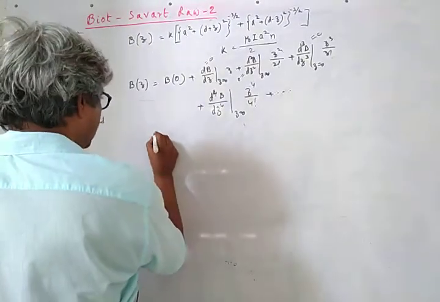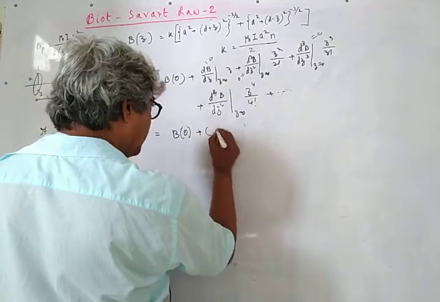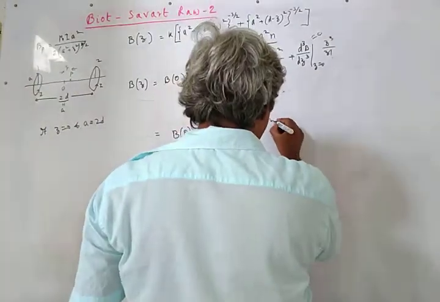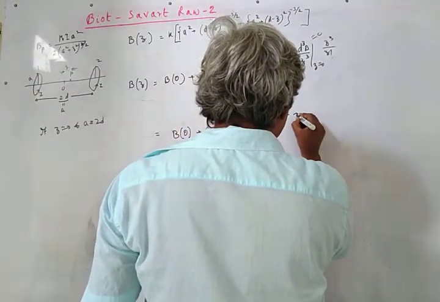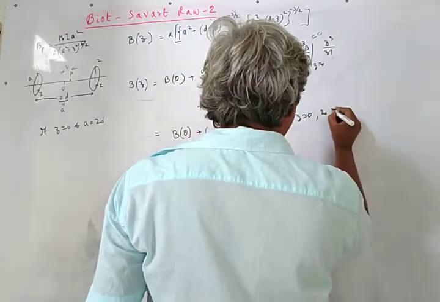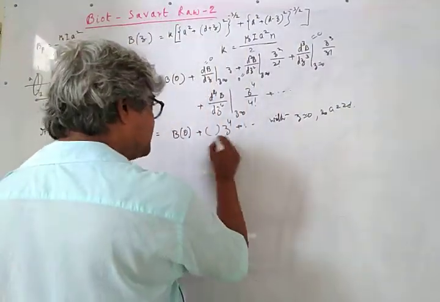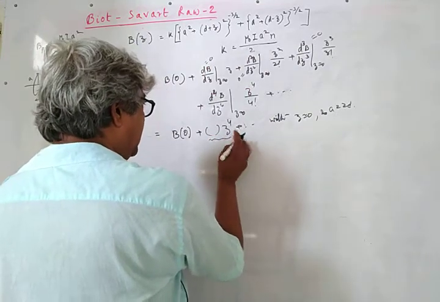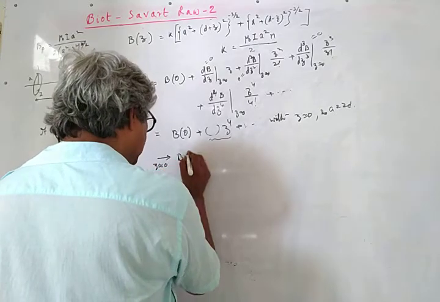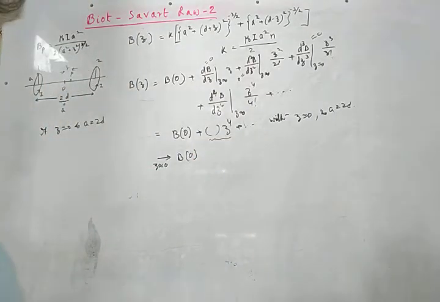So the field becomes B0 plus some constant times z to the power 4 plus still higher order terms, with z nearly equal to 0 and a equal to 2d. So for small values of z, the field can be considered to be a constant B0 field. This is the theory of the Helmholtz double coil galvanometer.